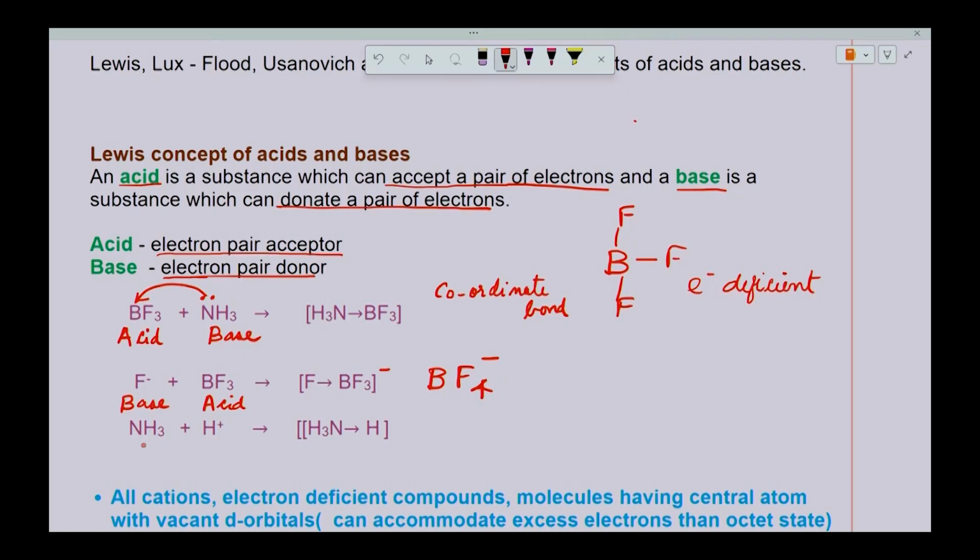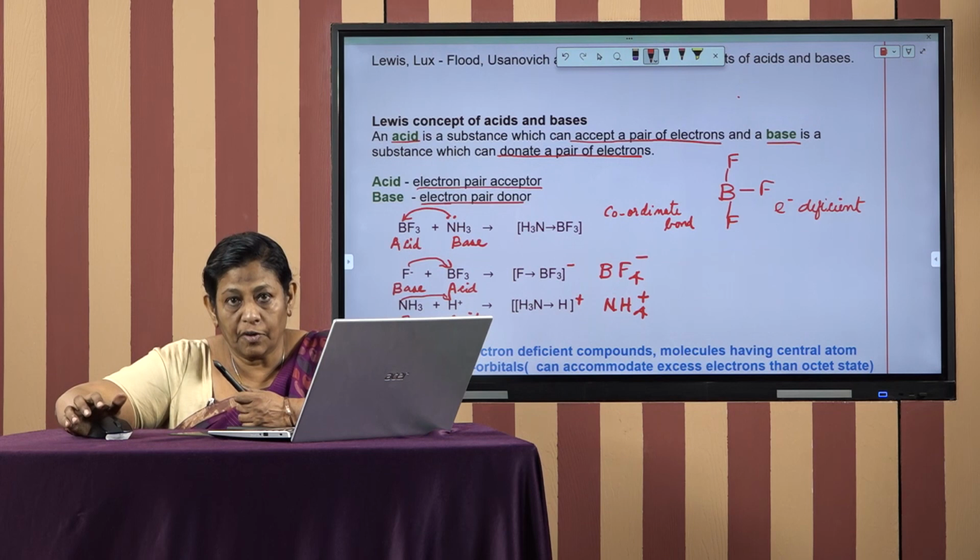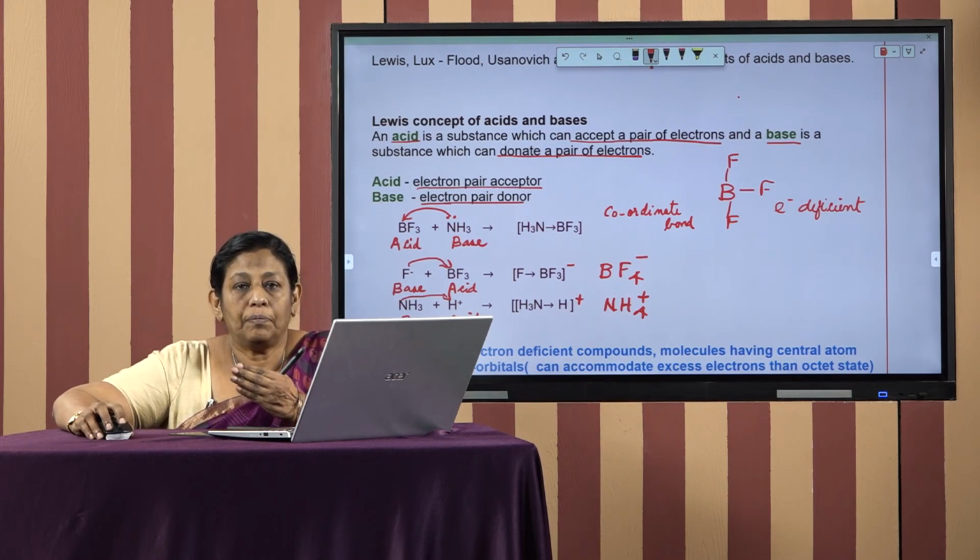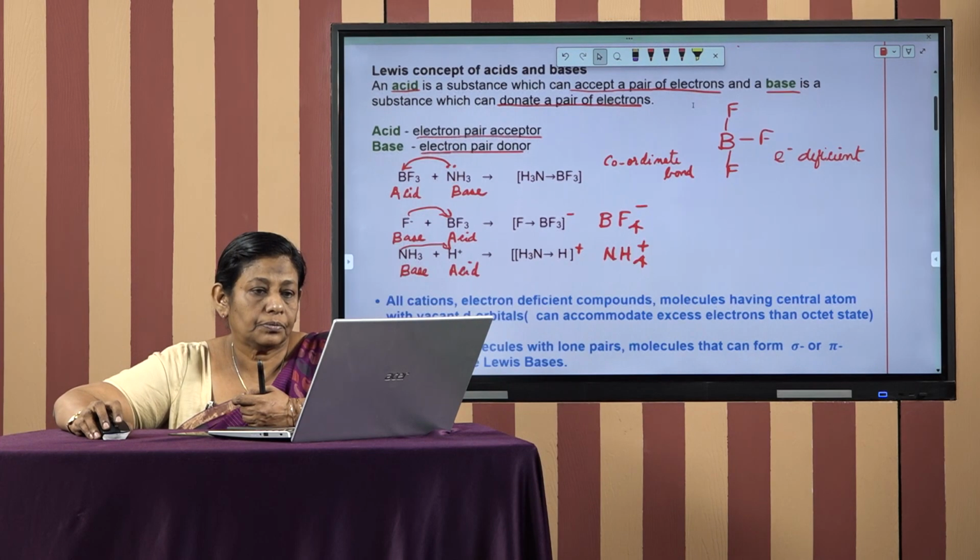Here also, in the case of ammonia, ammonia donates a pair of electrons to a hydrogen ion. Here the donation is in this direction, and you have the compound NH4 plus. So, who donates? Ammonia is donating, and therefore it is a base. The H plus ion accepts it, therefore it is an acid. So, this is the Lewis concept of acids and bases, and here it is applied to compounds which enter into complex formation.